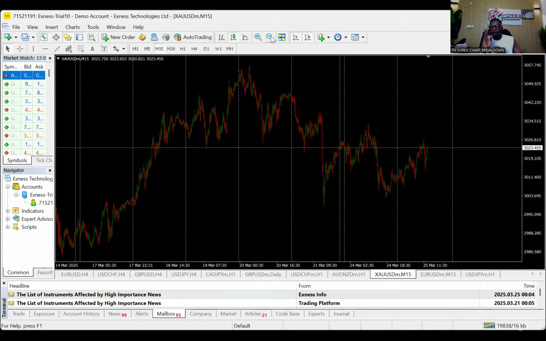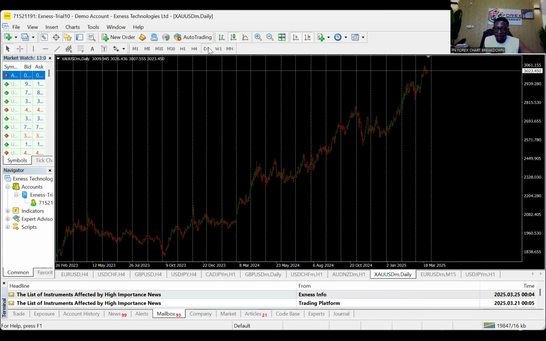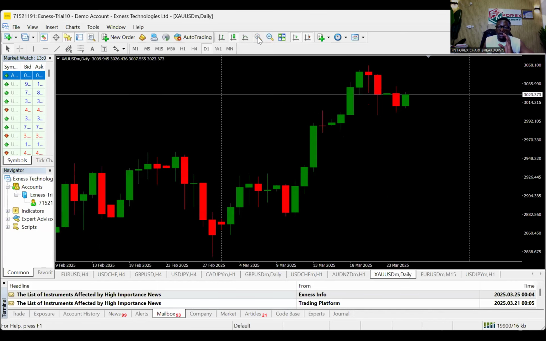Top-down analysis, and when I'm on the higher time frame, what am I looking at? On the higher time frame, first of all, I want to look at the daily candle, right? On the daily time frame, I want to look at the daily candle. What do I see on the daily candle? Is the daily candle a bearish candle or a bullish candle, right?